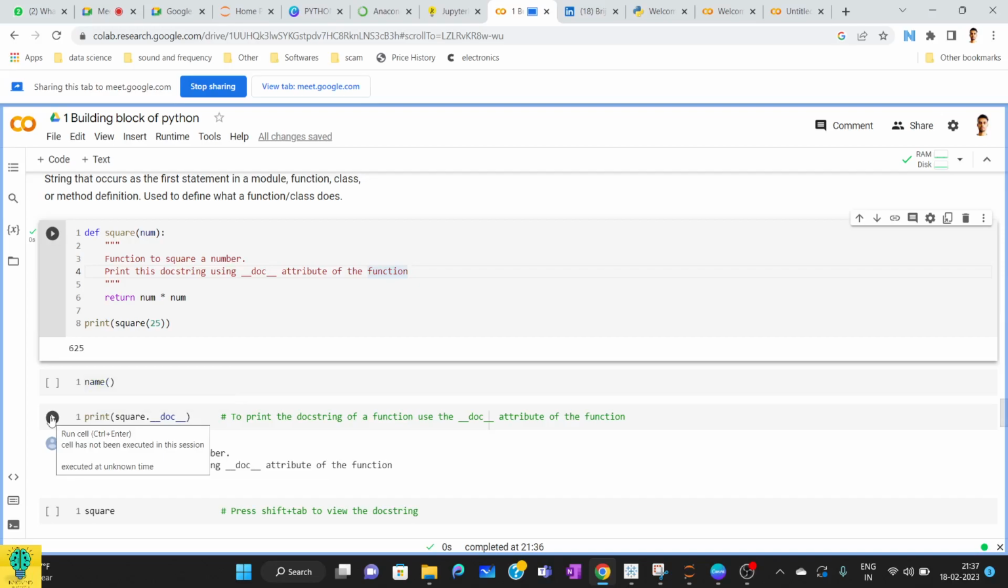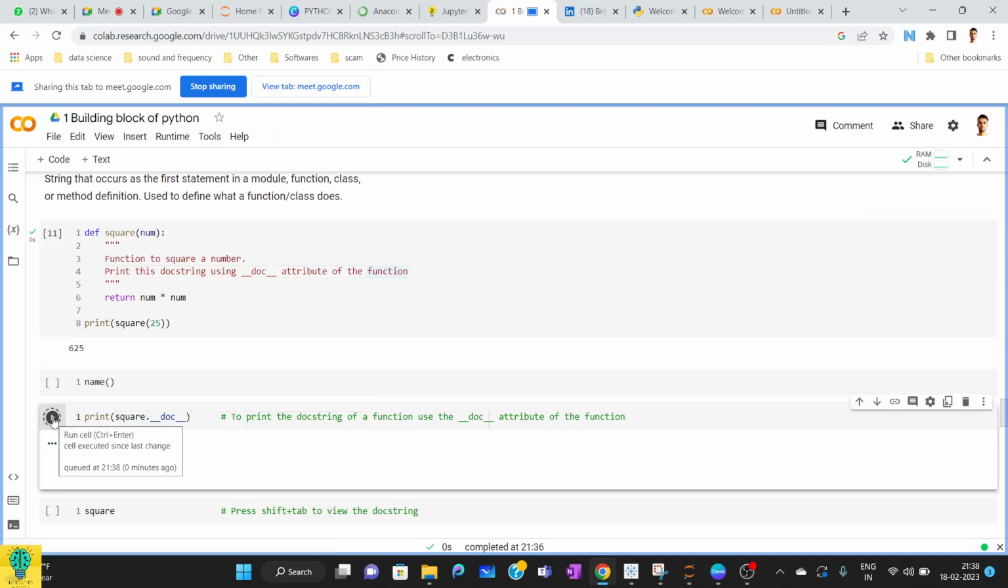So I'm printing the docstring. How to do that? This is the function name. If I want to find the docstring of the function, I write the function name, then dot, which means go inside square. Dot is basically telling the computer to go deeper inside that block. Go into the function named square and find the docstring of that. Underscore underscore doc underscore underscore. That is the way you print the docstring.